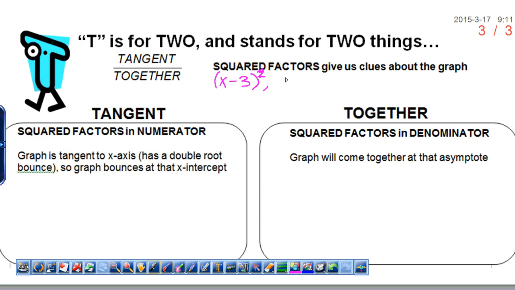Any squared factor? Yep, x plus 6, the quantity squared. Could x squared be just a squared factor, if it's just x squared by itself? Yeah. What about, though, something like x squared plus 3? Is that a squared factor? No, because that's not a factor, right? So it's got to be a factor all by itself.